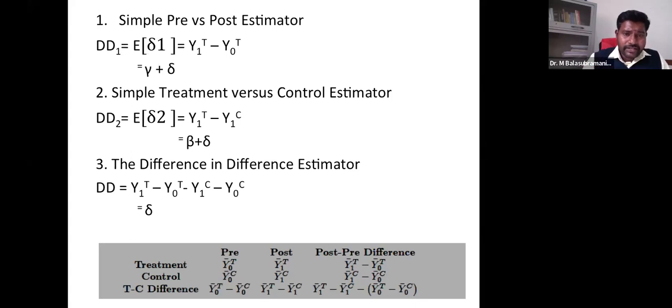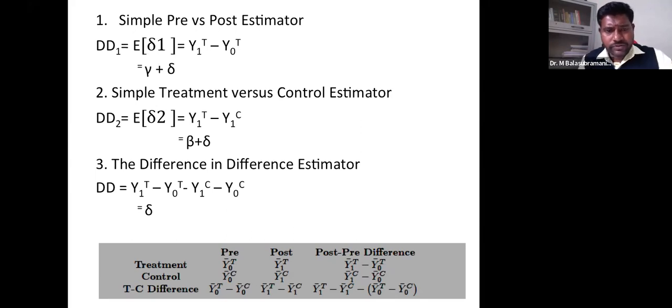Now combining both, pre and post and with and without, I am developing a third equation. That is the difference in difference, applying all the notations as earlier: y1 t bar minus y0 t bar minus y1 c minus y0 c.